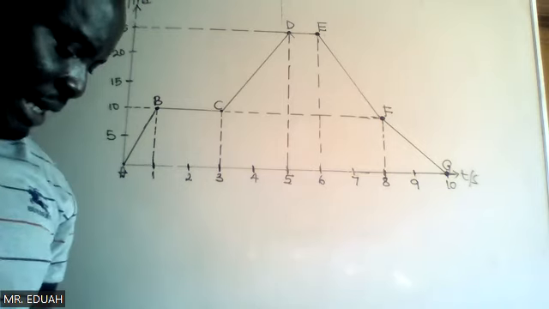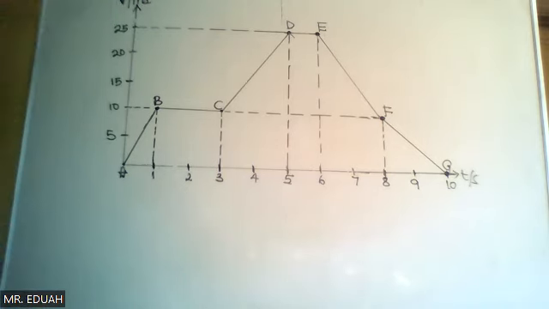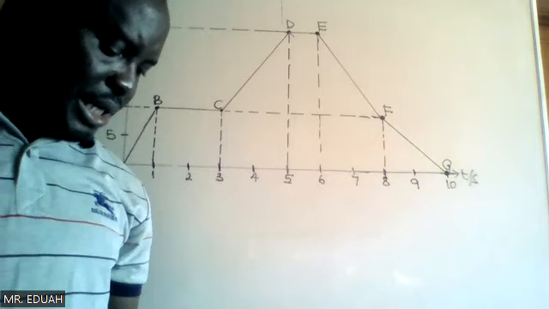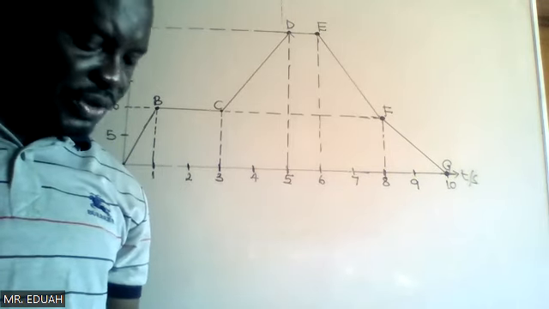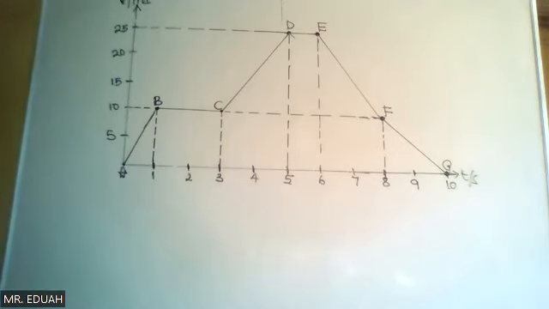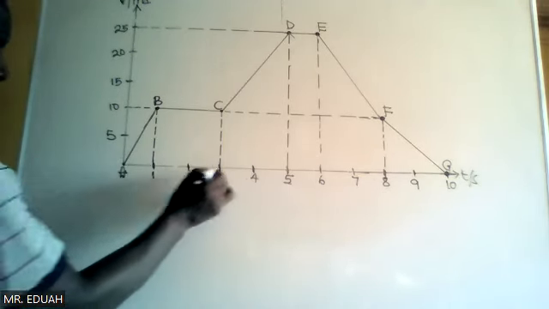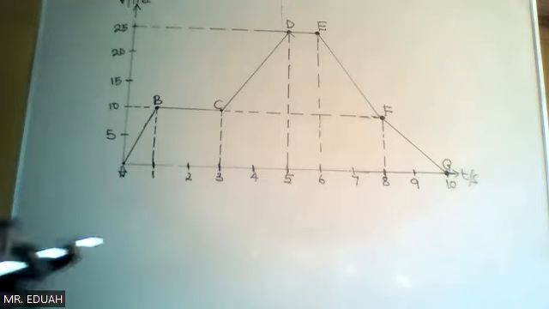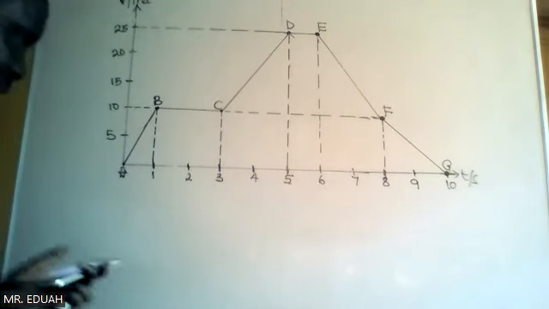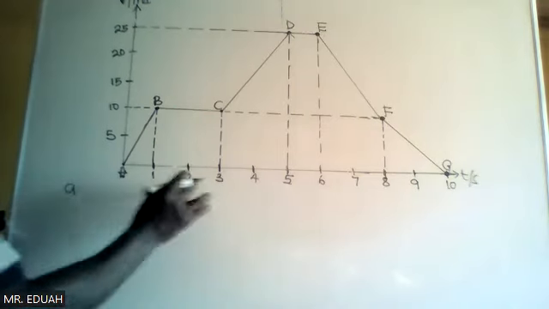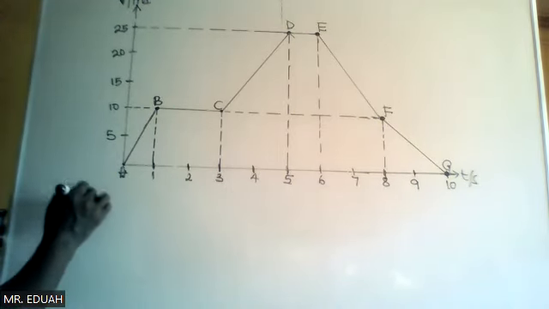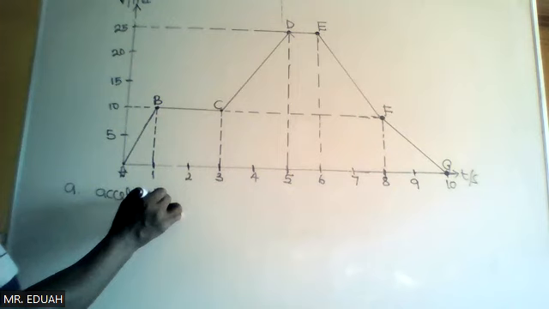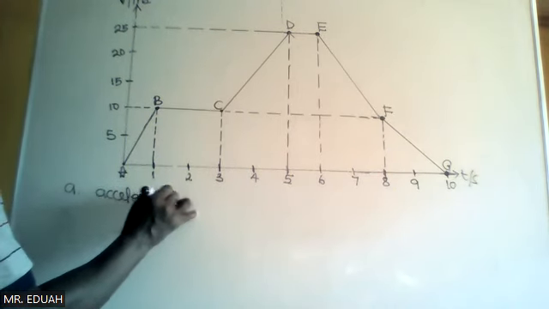So question one, A. What is the acceleration of the object during the time interval t is equal to 3 to t is equal to 5? So during the time interval t is equal to 3 to t is equal to 5, what is the acceleration? Yes. Angel, what did you get for A? The acceleration during the time interval t is equal to 3 to 5.